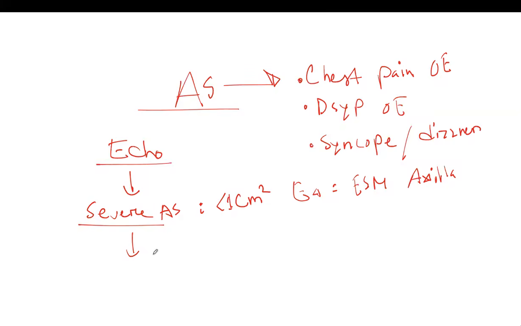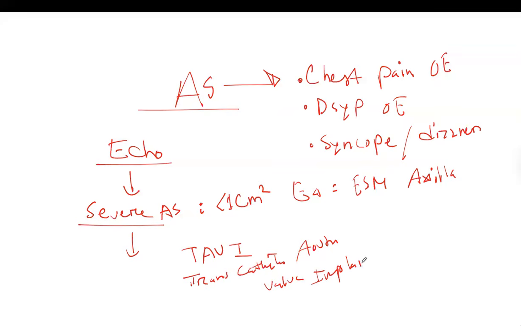And nowadays there is a new version of this heart valve replacement. It's called TAVI. TAVI uses a catheter to implant the aortic valve. So TAVI means transcatheter aortic valve implantation. TAVI is the commonest procedure for aortic valve replacement nowadays.